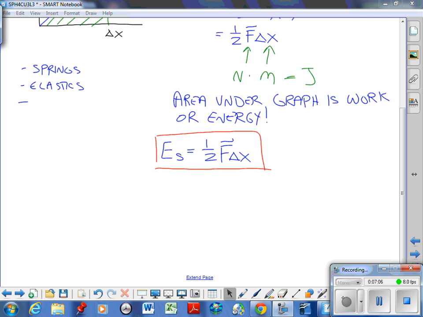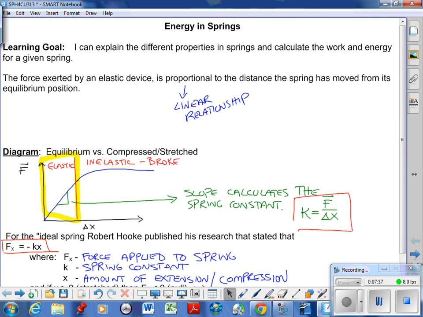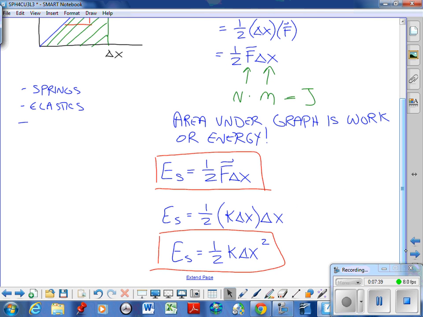And I can actually take it one step further. So we'll leave that as one version of the formula. And I can get rid of force, because on the previous page we talked about force is just K times delta x. When I clean that one up, we get 1/2 K delta x squared. So you have two potential formulas for spring energy. All right, so we have our force equation over here, and we have our energy equation down here.